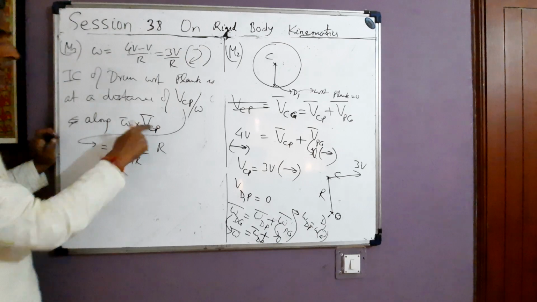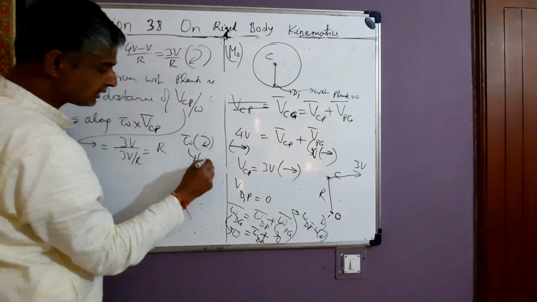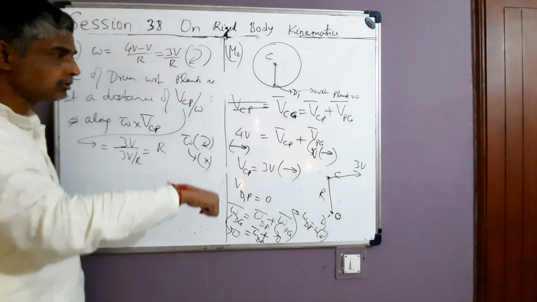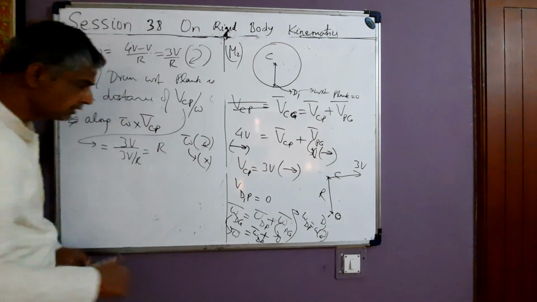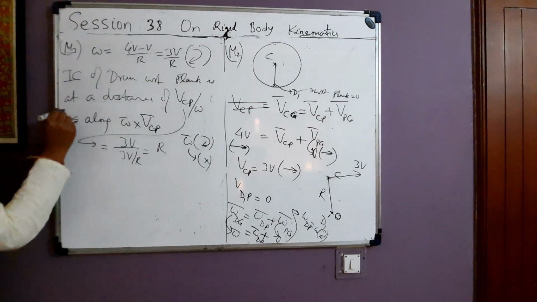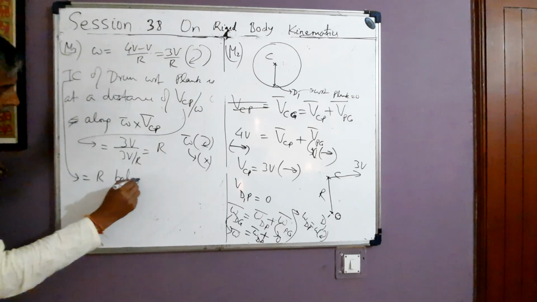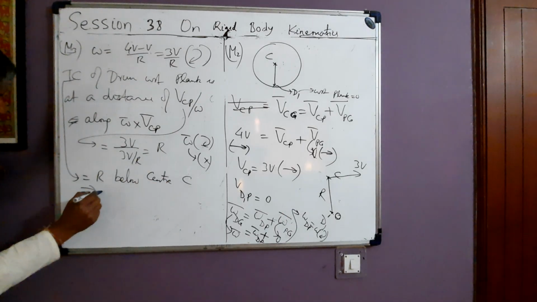The IC is along the direction of omega cross VCP. Now since omega is clockwise, by the right hand thumb rule, omega is directed into the plane of board. And VCP is rightward. So omega cross VCP is downward. So IC is at a distance of R below center C. That is at point D1.